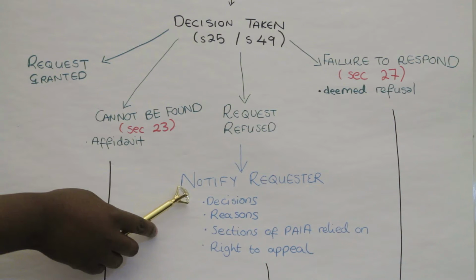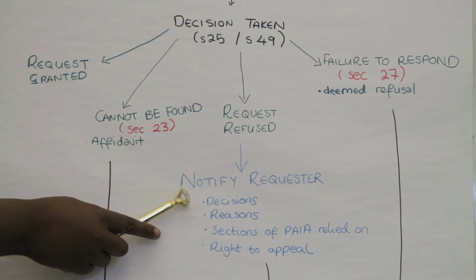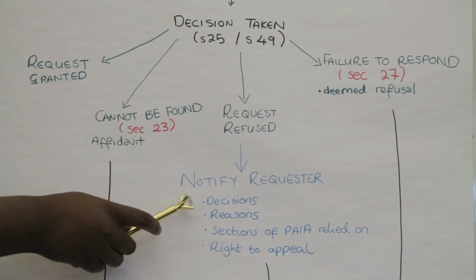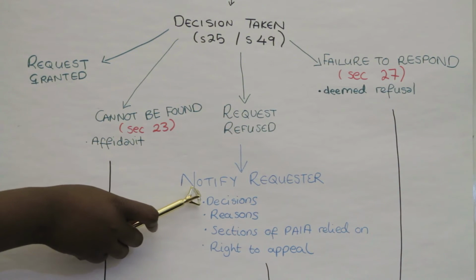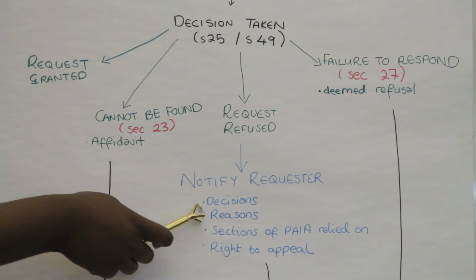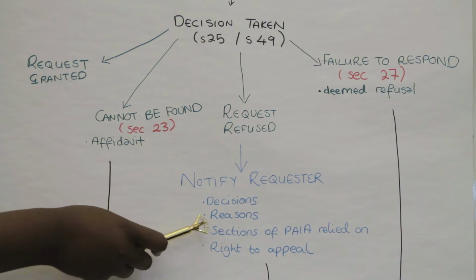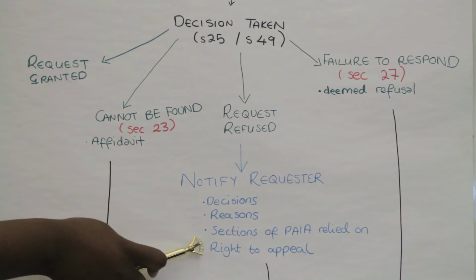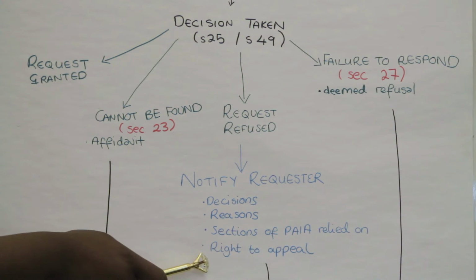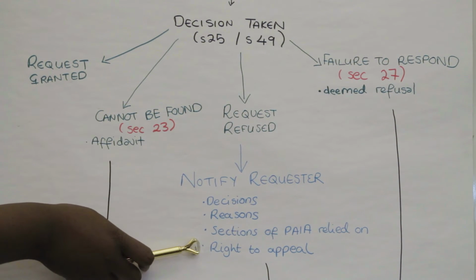Once an information officer refuses to grant a request in terms of any grounds under PAIA, they have the responsibility to notify the requester. They must notify the requester clearly of the decision to refuse to grant access to the records. They must clearly articulate what their reasons are, as well as specifically say what sections of PAIA the refusal is based on. An information officer must also ensure that they inform the requestee of their right to appeal this decision if the requestee does not agree with the grounds relied upon for refusal.